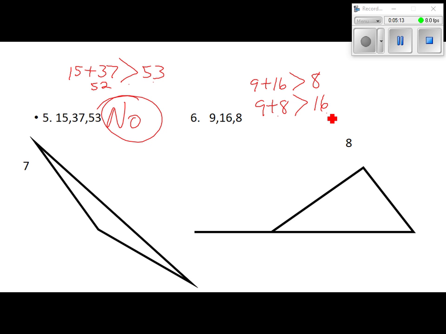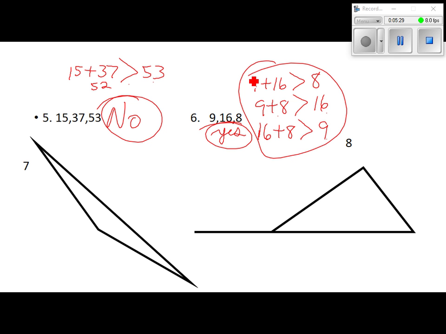And then we do the last pair of sides, which would be 16 plus 8, and that should be greater than 9. 16 plus 8 is 24, and that is bigger than 9, so this one is, yes, those could be the sides, and this is our proof. That's our explanation why it works.